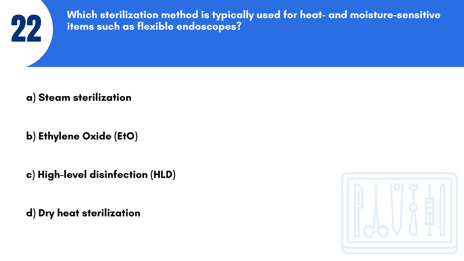Question 22. Which sterilization method is typically used for heat and moisture-sensitive items such as flexible endoscopes? A. Steam sterilization. B. Ethylene oxide, ETO. C. High-level disinfection, HLD. D. Dry heat sterilization.